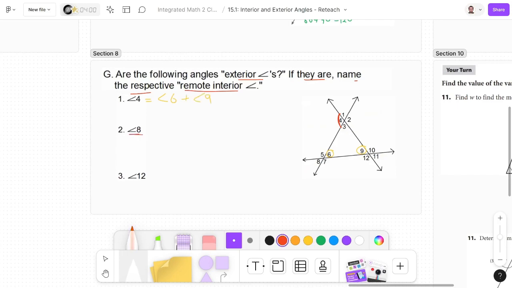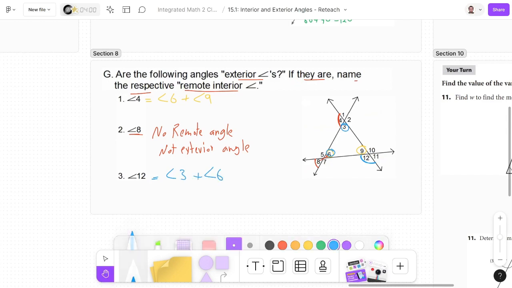How about angle 8? What is angle 8? Angle 8 here is vertical to angle 6. So there is no remote interior angle, or we can say it is not an exterior angle. Now how about angle 12? Angle 12 is here. Which ones are remote for 12? It's 3 and 6. So angle 12 can be found by adding angle 3 plus angle 6.